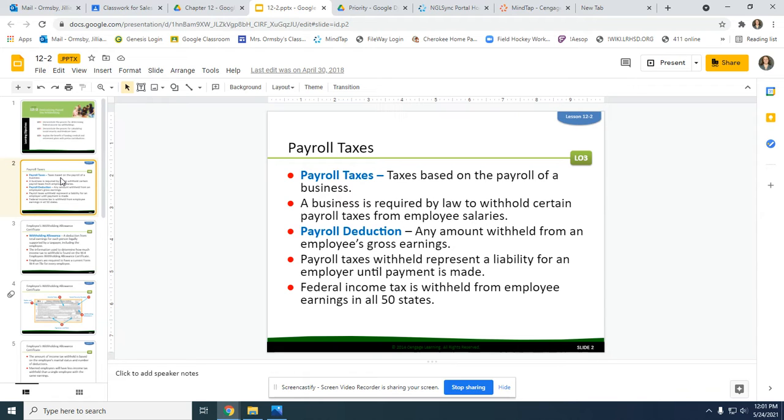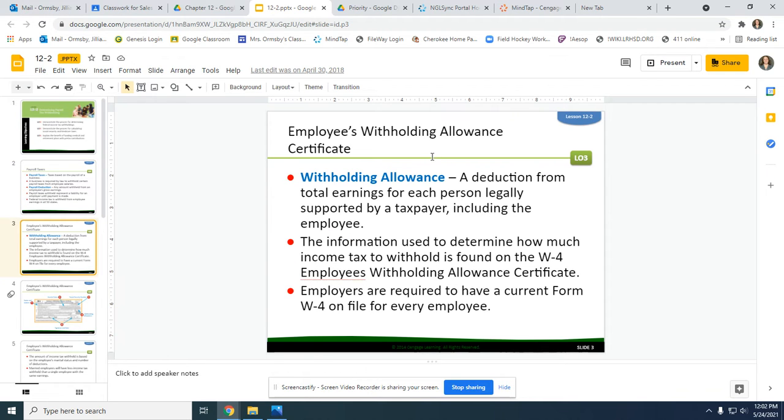Payroll taxes withheld are going to be a liability to the company until they pay that money to the government. And the federal income tax is one of the income taxes that's withheld, and that's required to be withheld from all 50 states. The state tax is going to vary state by state. So, a withholding allowance is a deduction from total earnings for each person legally supported by a taxpayer, including the employee.